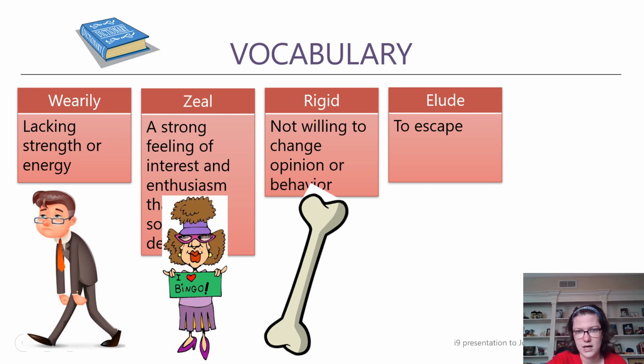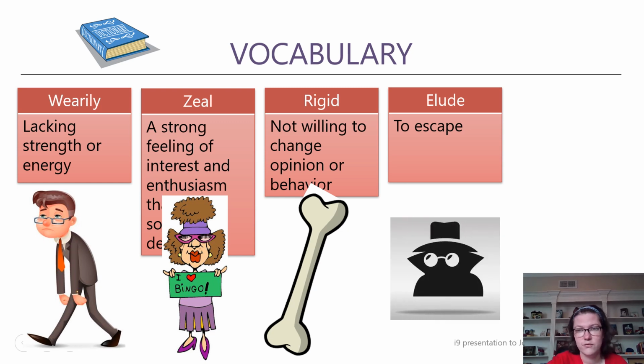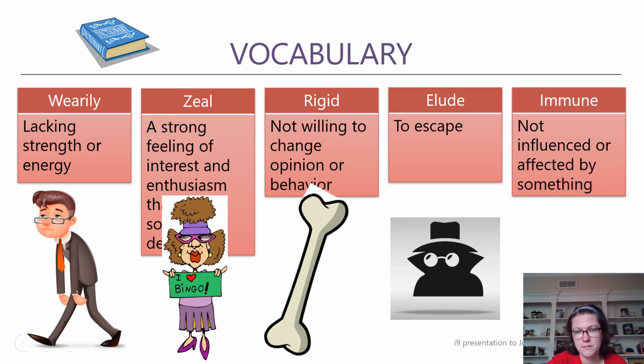Elude means to escape. We've seen in the previous scenes, Helen tries to elude or escape from both her parents and from Anne Sullivan. And last but not least, immune. Immune is a word that you might have heard in the news lately. Immune means not influenced or affected by something. So if you're immune to a disease, you won't get it because it won't affect your body. But we can also be immune to other people's comments, like maybe you don't like my class very much. I do my best, right? But you're not going to hurt my feelings by saying that.